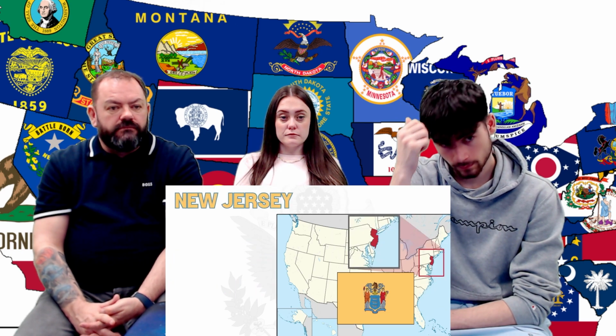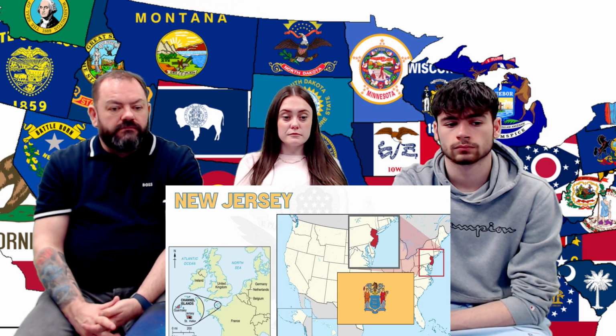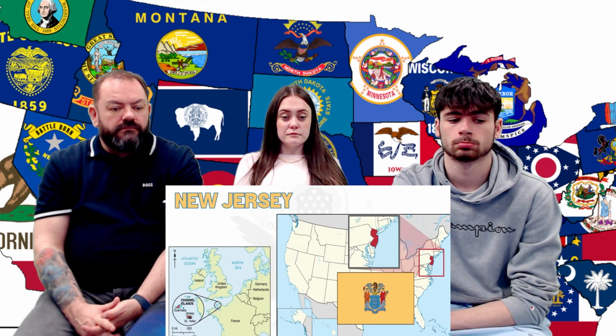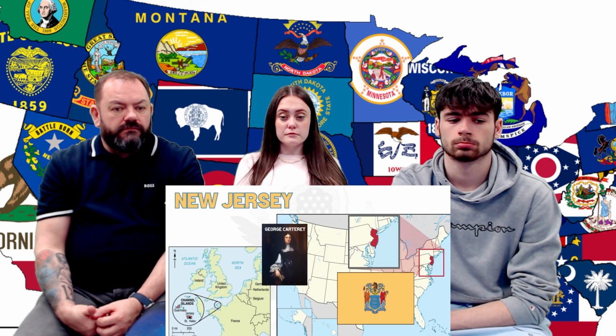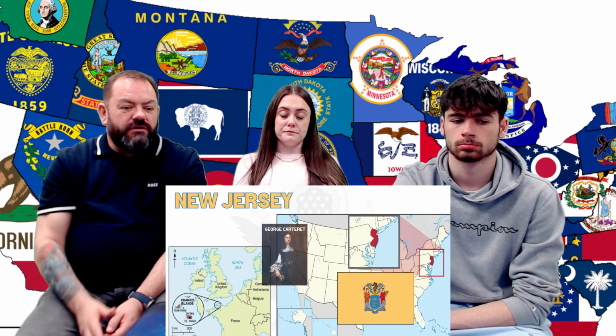New Jersey follows New Hampshire's example and is named after Jersey, the largest of the British Channel Islands, and the birthplace of one of the colony's 2 co-founders, Sir George de Carteret. However, the state was initially created under the name of New Caesarea.